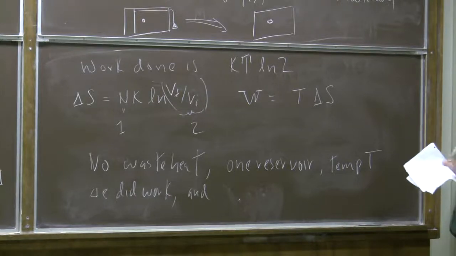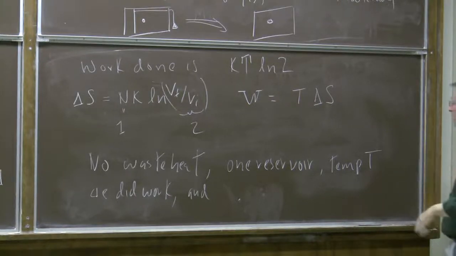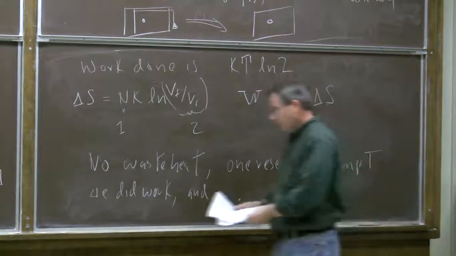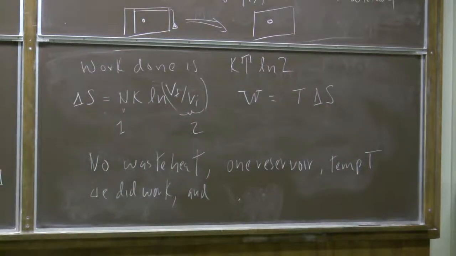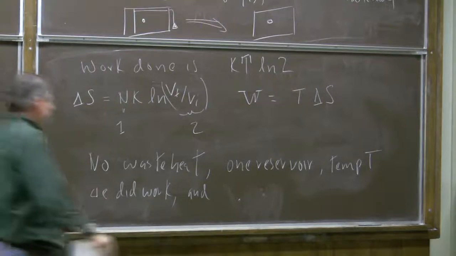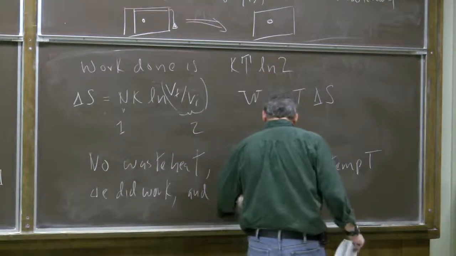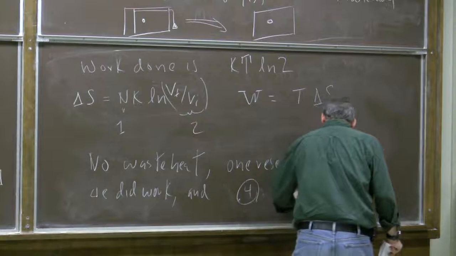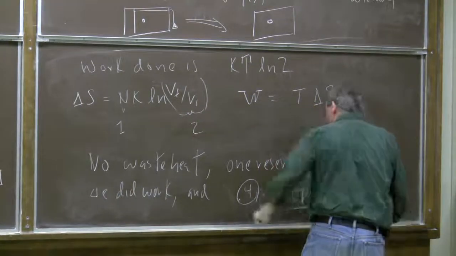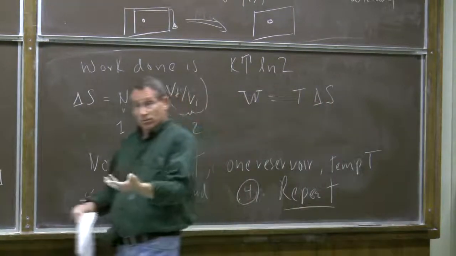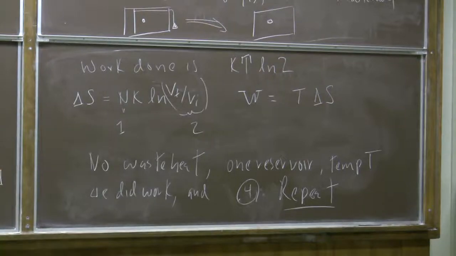This is better than Carnot efficiency. We had no cold reservoir, but we could do work. We just drew it right out of the reservoir at temperature tau. And then the fourth step is we start the whole thing over again and do it again. So we can keep doing it over and over again. Each time we get work out, kT log 2.